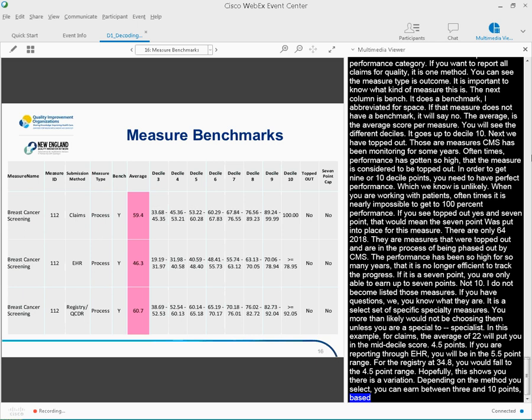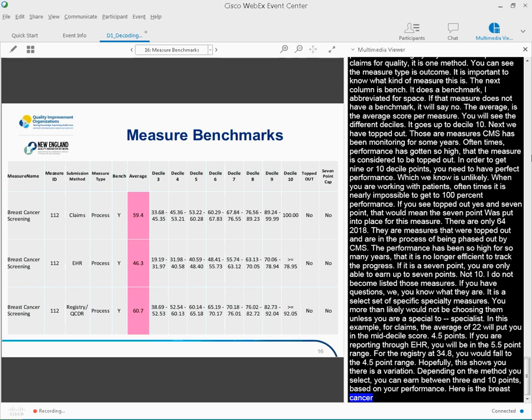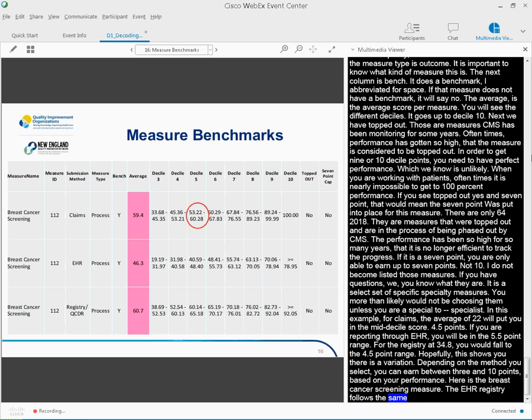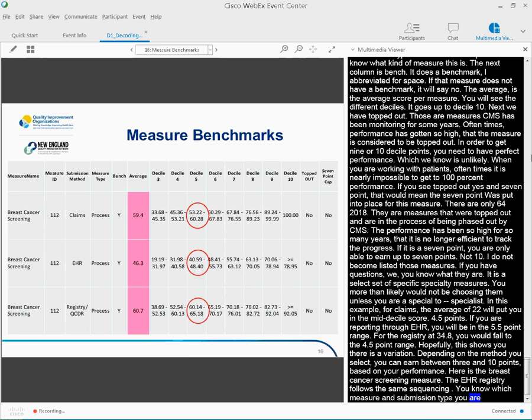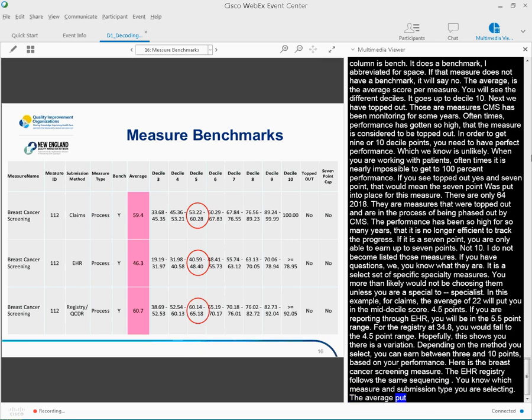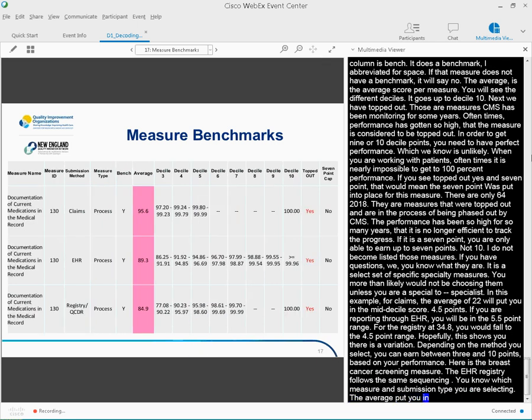So here's the breast cancer screening measure. Again, the same claims, EHR, registry. They always follow that same sequencing, so you'll know which measure and which submission type you're selecting. Again, the average puts you in the 5th decile for all of the different categories, which is very unusual.